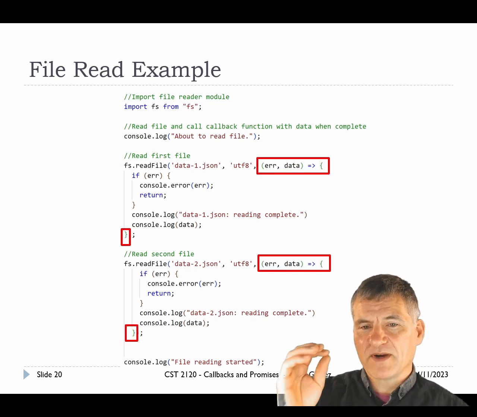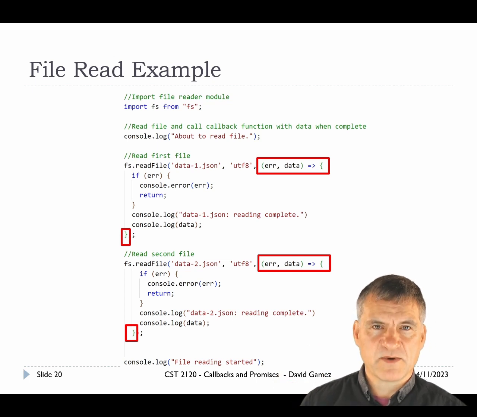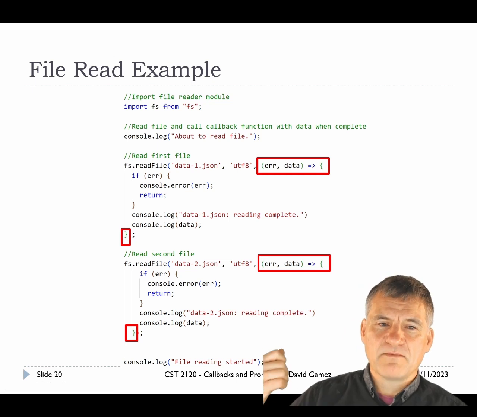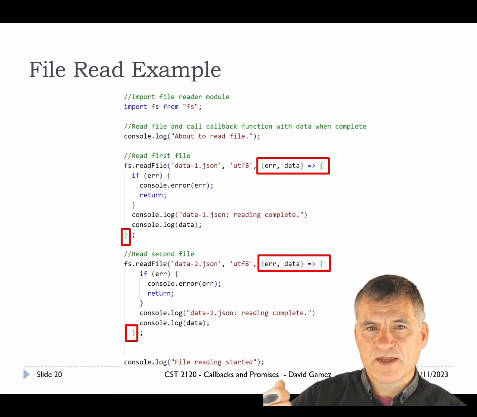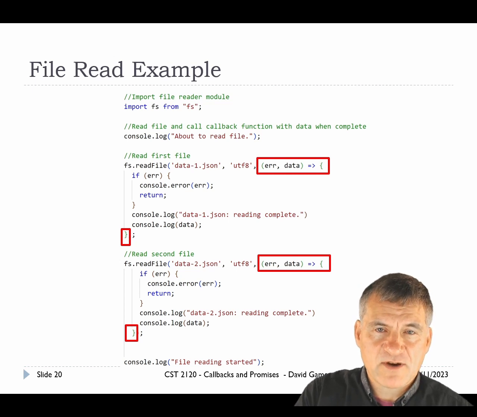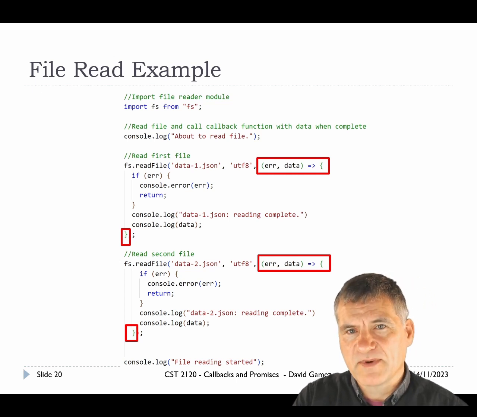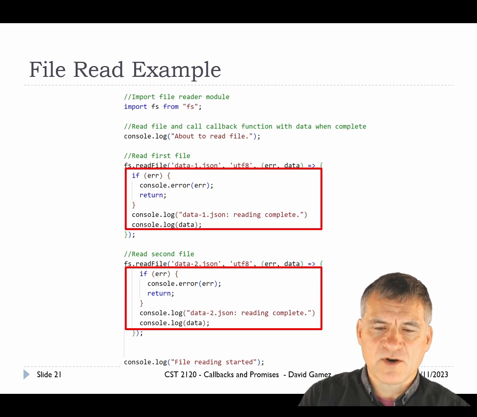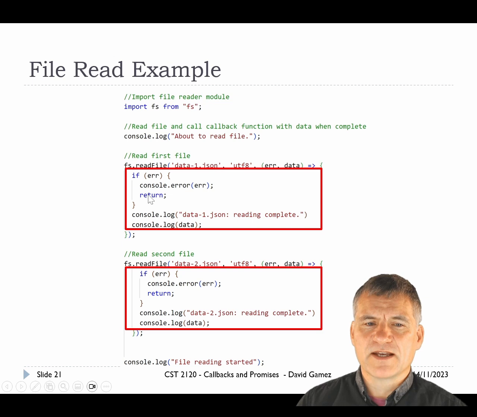And then I'm also passing in an anonymous function here, just as I did with the other example. This anonymous function will be executed by this module when the file operation is complete, and it'll pass in, you know, any error information about reading the file, and it'll also pass the data information about that file to the callback function, yeah? So within the callback function, I can check to see if there's any errors.